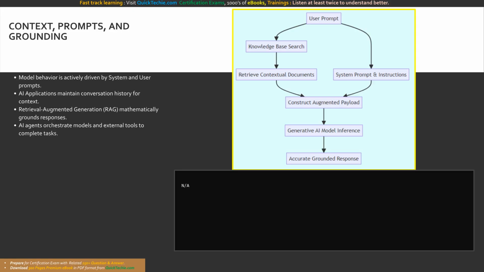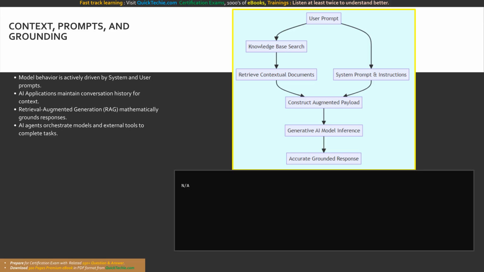To make these probabilistic models highly accurate and relevant to private enterprise data, architects deploy a pattern called retrieval augmented generation, commonly known as RAG. RAG applications query a secure database, retrieve verified factual documents, and inject that strict data directly into the prompt before the model decodes its response.